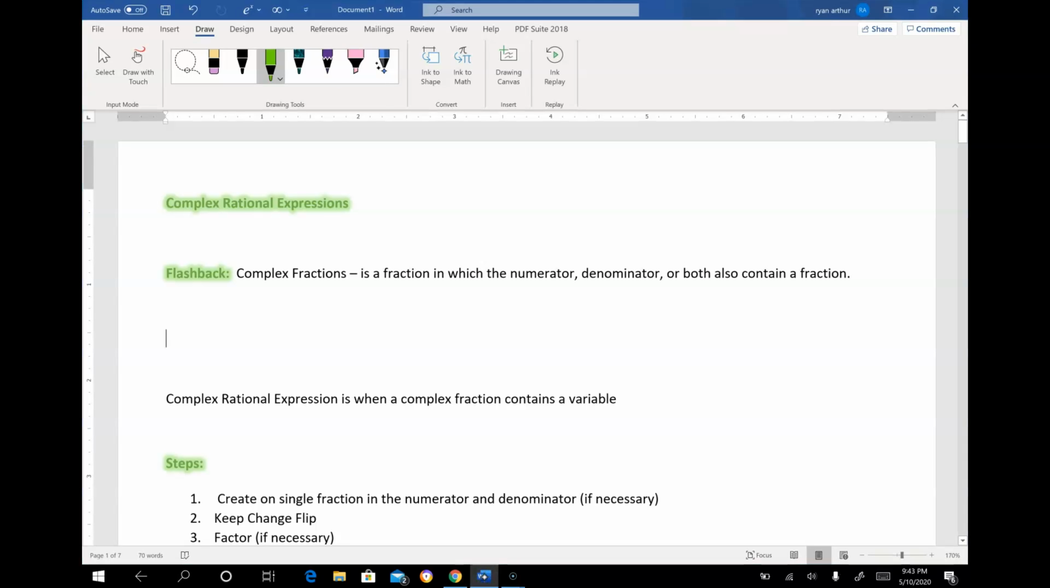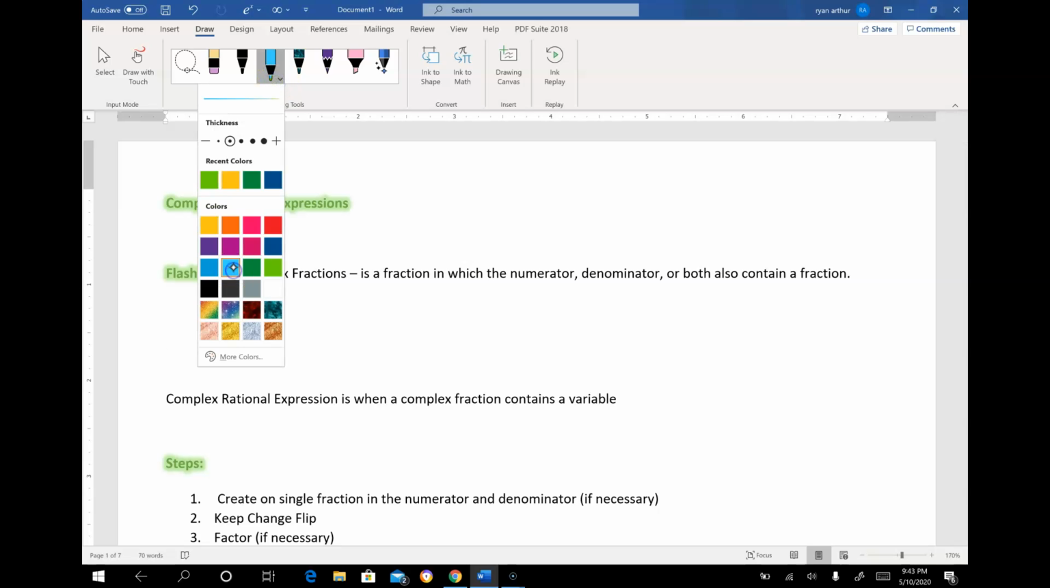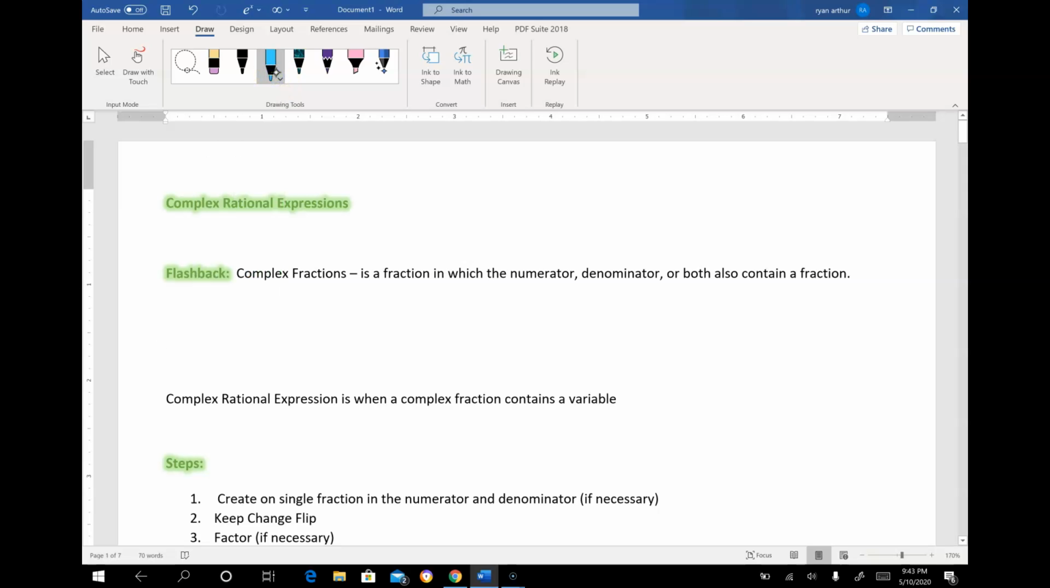Alright, so today we're going to talk about complex rational expressions. First I want to relate it back to a complex fraction. A complex fraction is a fraction in which the numerator, denominator, or both also contain a fraction. An example would be 1 over 4 over 5 over 8. You might remember this.